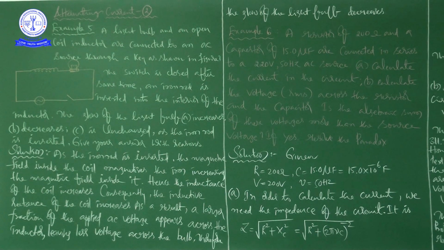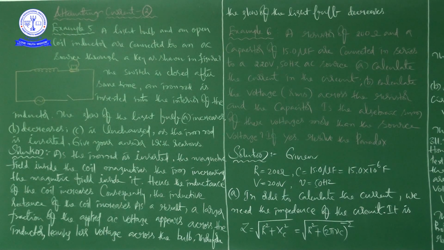So in this example 5 problem, first he is saying what is there in the picture, and then he is saying the situation when the switch is closed, and afterwards he is asking about the glowing of the light bulb, whether it increases, decreases or is unchanged, and what is the reason. That's what he is asking.